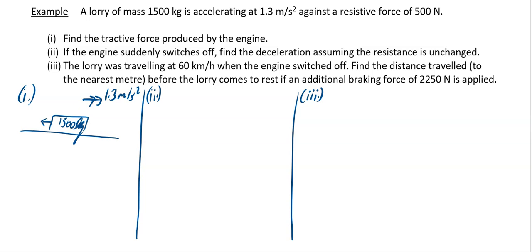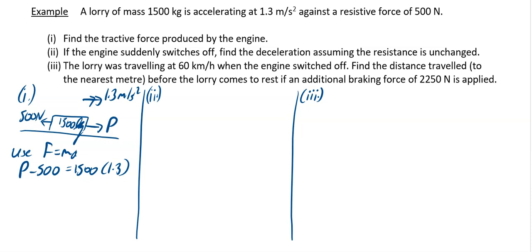a resistive force of 500 newtons, and I've got my attractive force. I'm going to call it P. I quite often use P for my attractive force. Avoids me using F, so I'm going to use F is equal to MA. So my forward force is P. Going against that is my 500, and that's equal to my mass, which is 1,500, times my acceleration, which is 1.3. So that means P minus 500 is equal to 1,500 times 1.3, which is 1950. So P is equal to 1950 plus 500, which means your P works out to be 2,450 newtons.